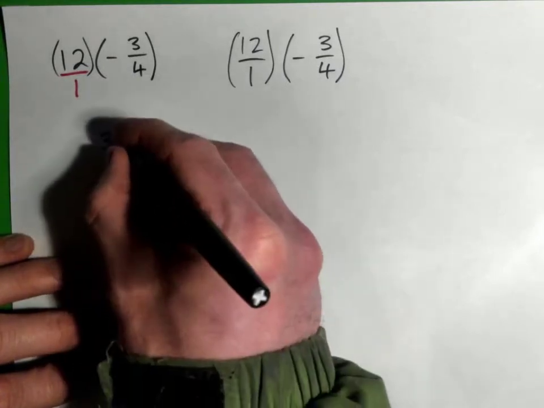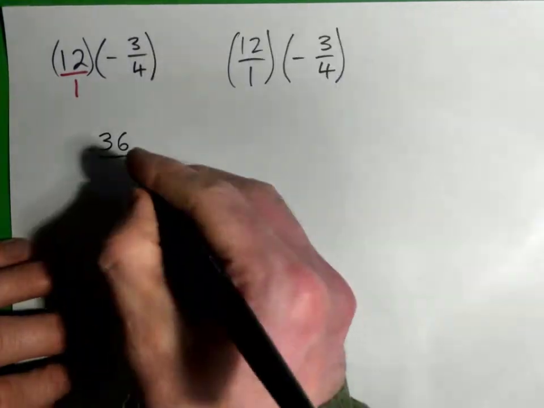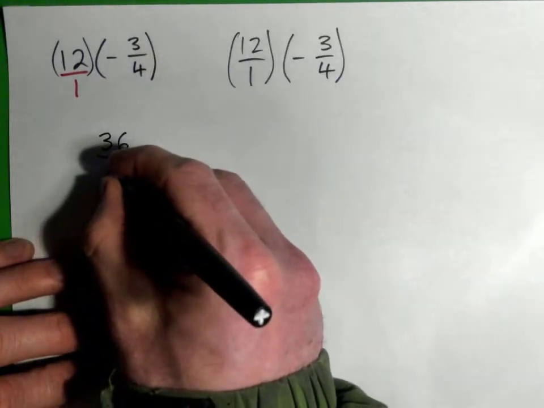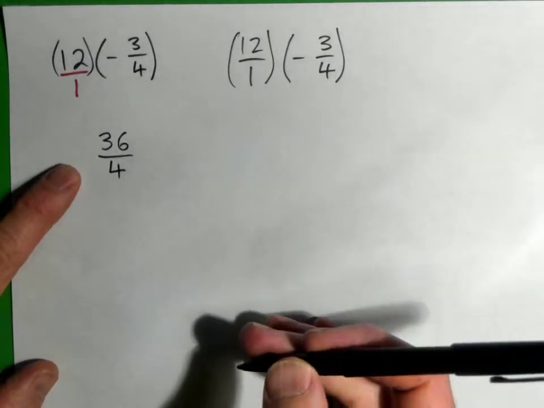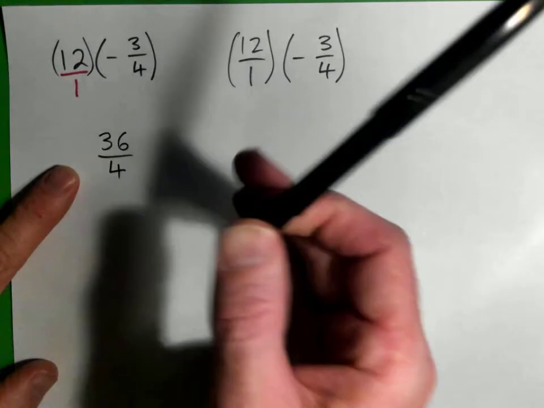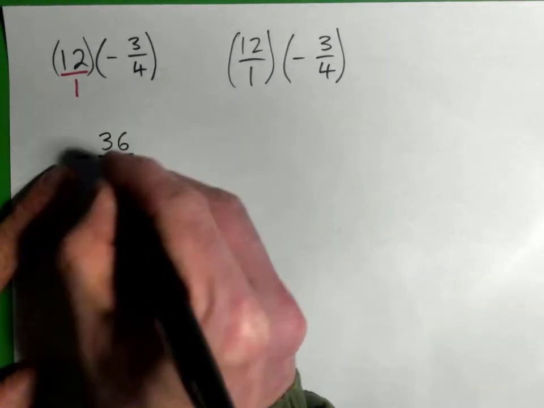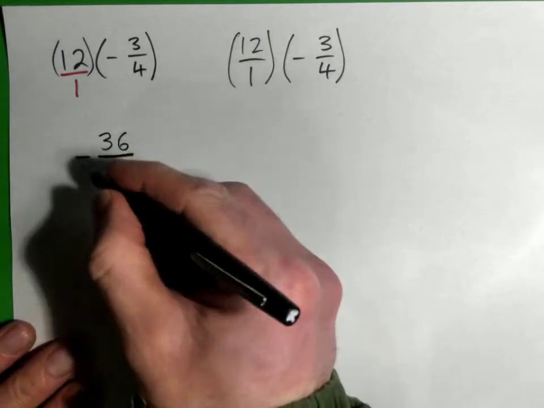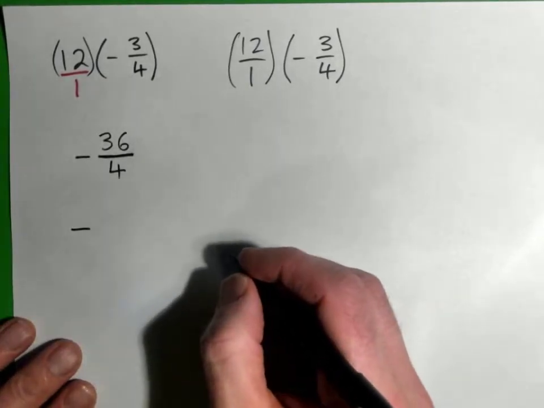36. Yep. And on the bottoms, 1 times 4 is 4. And the sign should be positive or negative? Negative, right, because it's a positive number times a negative number, so that's a negative. And put that negative in line with the fraction bar, see? So we have negative 36 over 4, which makes negative 9, right.